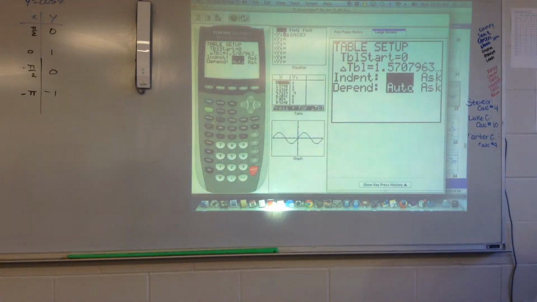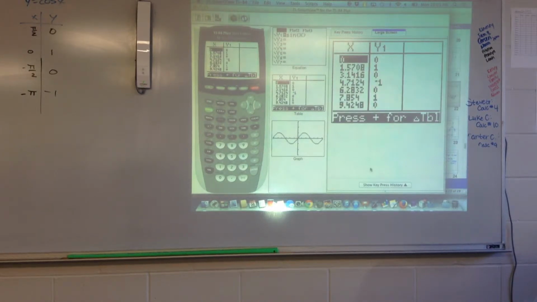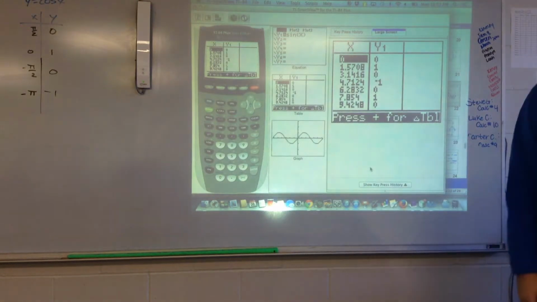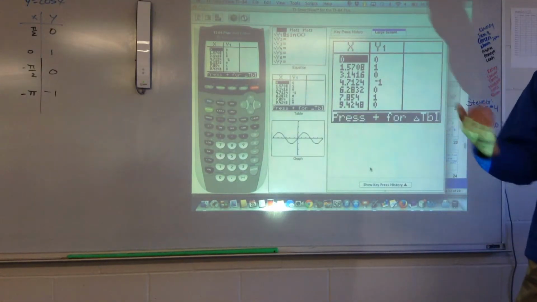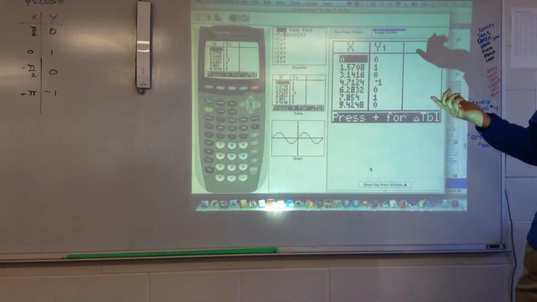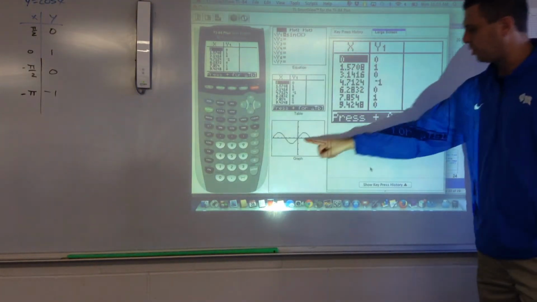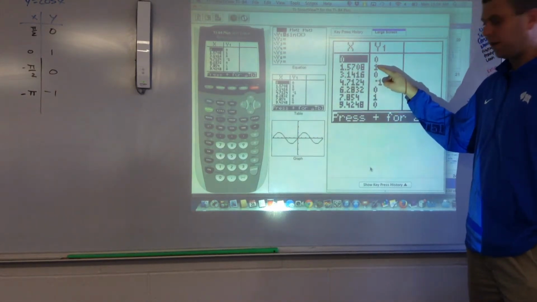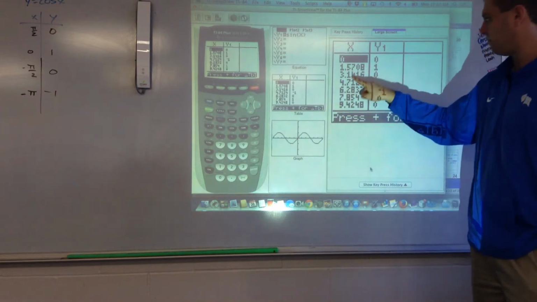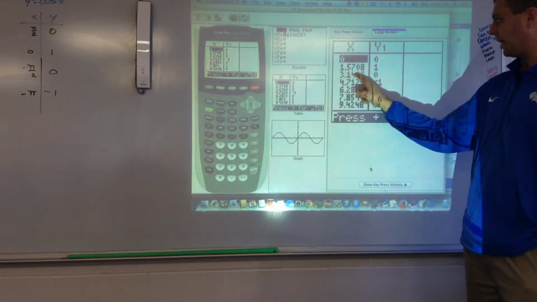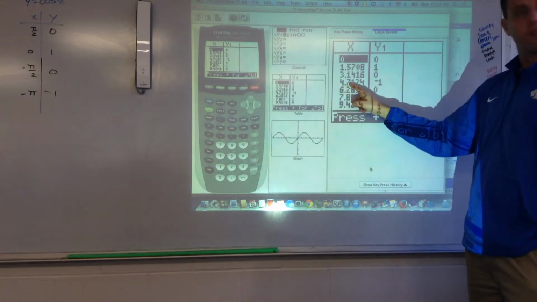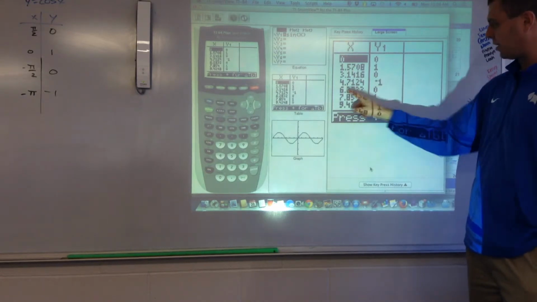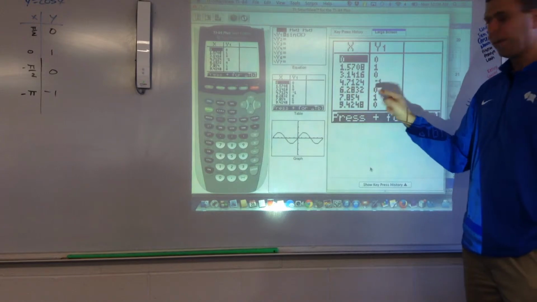Now if you go to your table of values, which is above graph, if you go to table, you'll see all the values that would be plotted. Unfortunately, they don't give you pi over 2 and 3 pi over 2. You need to know those, but they're there as decimals. At 0, the graph is at 0. At pi over 2, we're up to 1. At pi, we're back to 0. At 3 pi over 2, we're down to negative 1. And at 2 pi, we're back to 0.